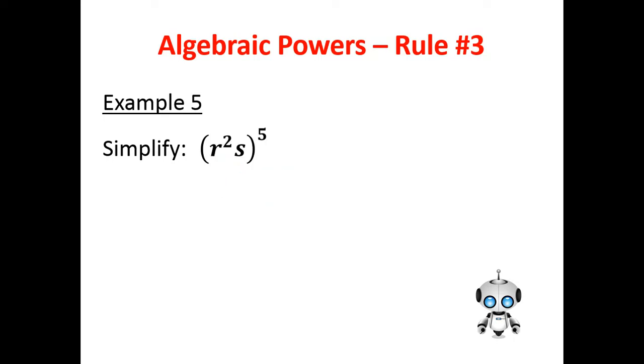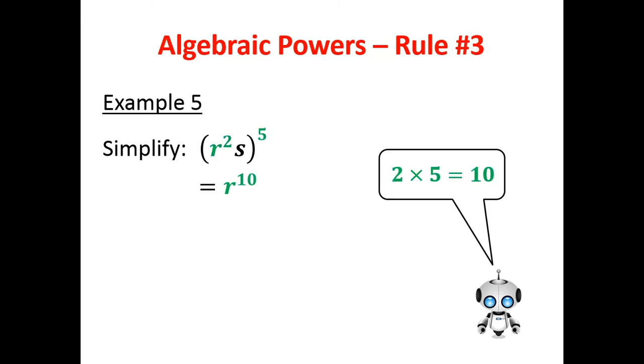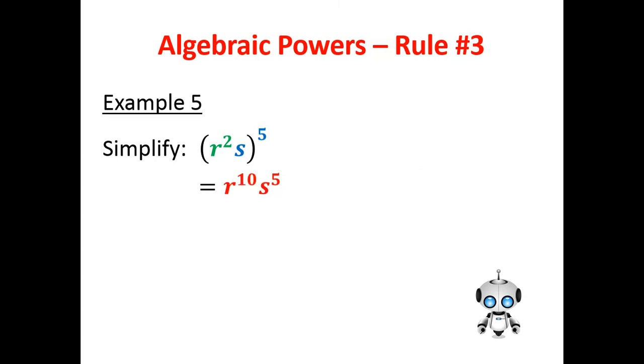Alright, one last example. Simplify r squared s all raised to the power of 5. Well, once again, we can take r squared and raise that to the power of 5 and go 2 times 5 is 10 to make r to the power of 10. But remember that s by itself is s to the power of 1, so we're going to go 1 times 5 to make 5 and get s to the power of 5. So our final answer is r to the power of 10 times s to the power of 5.